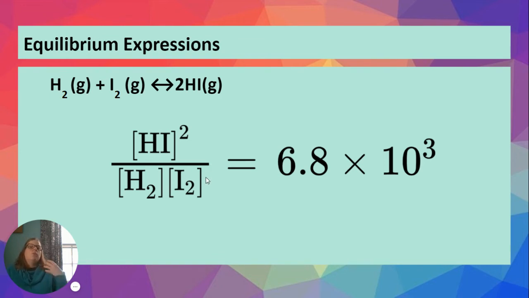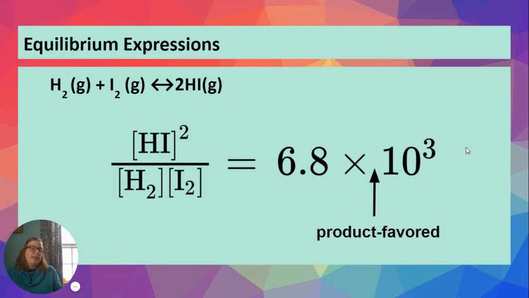Now, if this were a pressure instead of a molarity given to you, you would put pressure of HI, pressure of H2, and pressure of I2. And that would actually be called a KP. And we will dig more into that in a little while. In this case, if you see our K value, this is a big K.